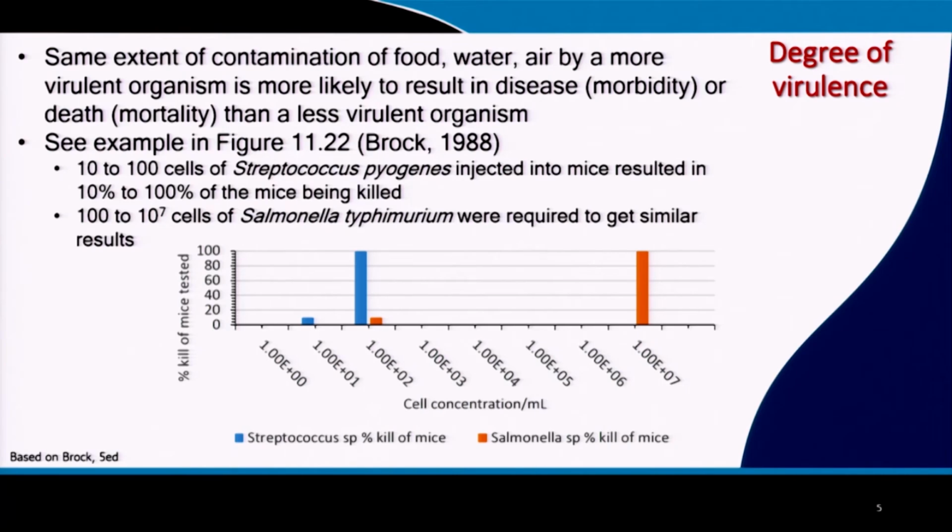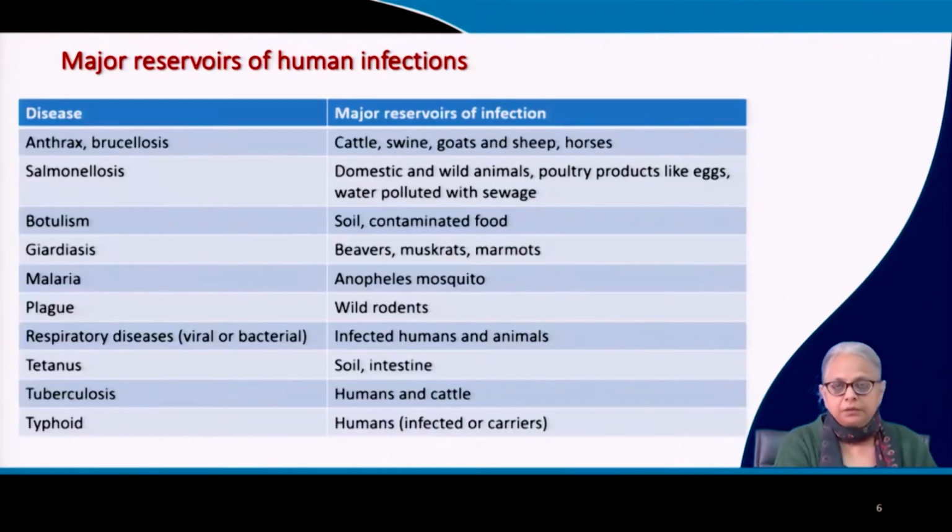So the next thing that we want to know is, where are the infections most likely to come from? What are the major reservoirs of human infections? We have diseases like anthrax, brucellosis. The biggest reservoirs of infection are cattle, swine, goats and sheep, horses. If these animals are infected, they are also likely to pass it on to any human being that is in contact with them.